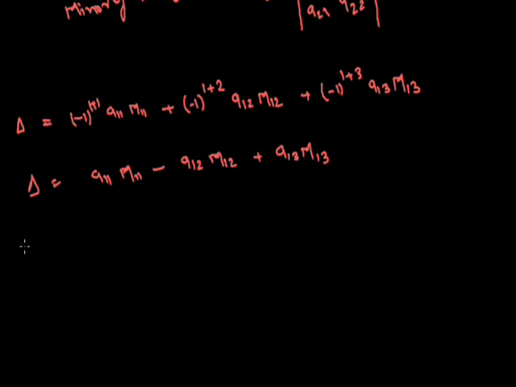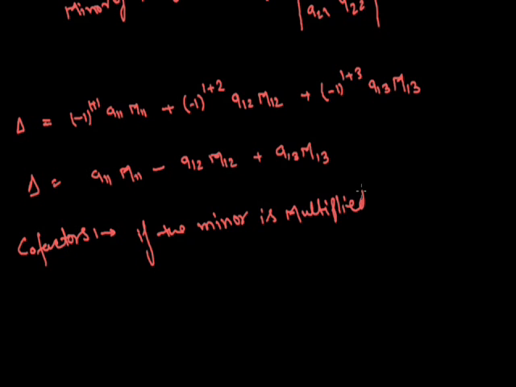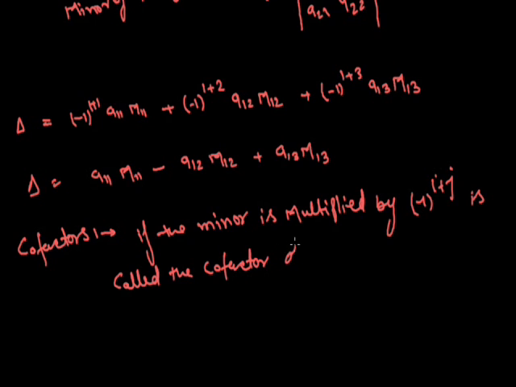Now the second term is the cofactors. So the minor multiplied by minus 1 whole power i plus j, where i is the row and j is the number of column, is called the cofactor of the element Aij.